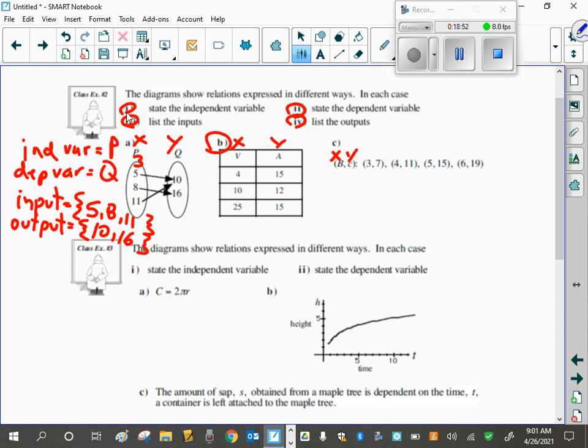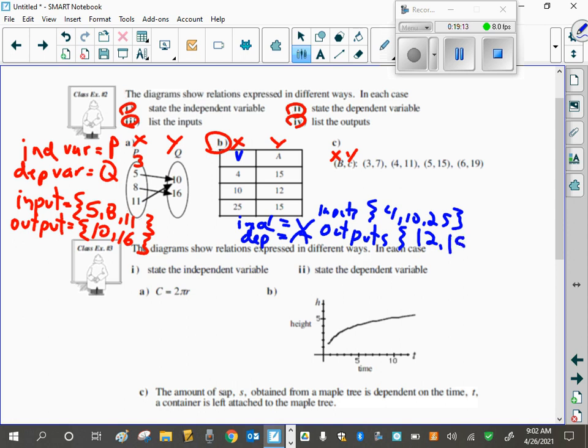Okay, let's do B. Independent variable is your X, so your V. And dependent variable is your A. Inputs, I'll put them here. Inputs are 4, 10, 25. Put these in numerical order. And if there is a number that repeats, you don't need to tell me that 15 is part of the output twice. 15 is an output, then 15 is an output. You don't need to tell me that 15 is an output again. All right, do C. I want to go traveling. See you guys. Bye.